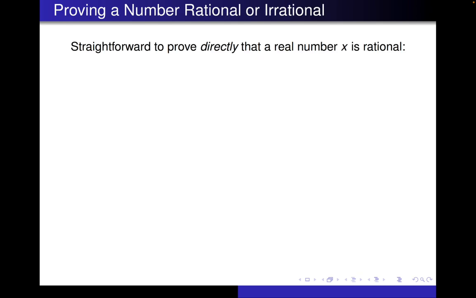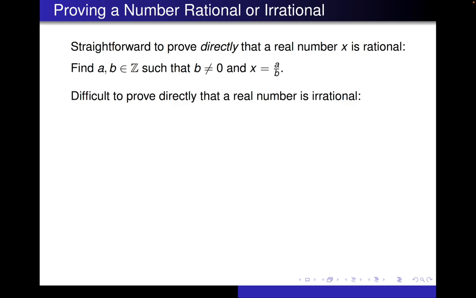Now, as you can imagine, it's pretty straightforward to prove directly that a real number x, say, is rational. Maybe not easy, necessarily, depending on the problem, but straightforward. You look for two integers, a and b, such that the denominator b is not equal to 0, and x equals a over b. If you get any two numbers that do that, you're in great shape. You've proven that it's a rational number.